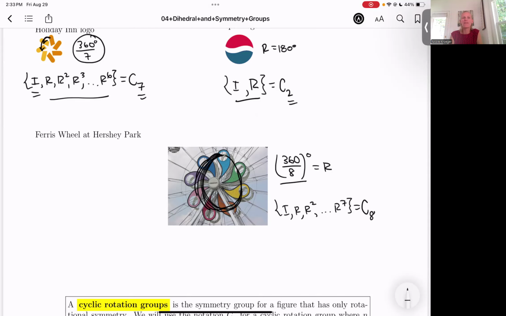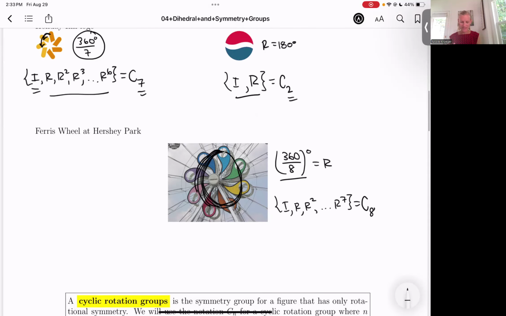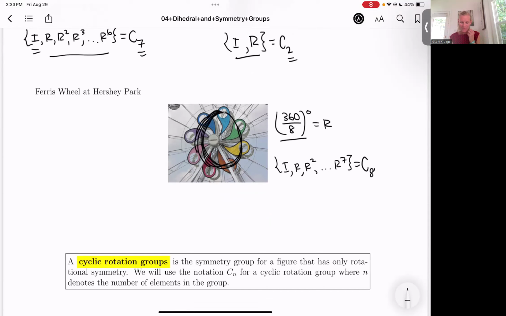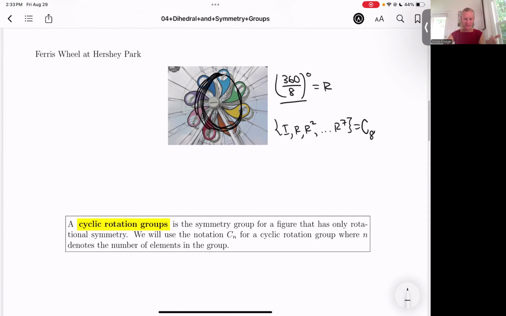Okay, these groups that I'm calling Cn, these are called cyclic rotation groups. Cyclic might be coming from the fact that things cycle, that we have rotations here. That word is going to be one that pops up again in our class. But a cyclic rotation group is the symmetry group for a figure that only has rotational symmetry, so no reflections. So remember with the dihedral group, we had reflections or flips as well as rotations. With a cyclic rotation group, we only have rotations.